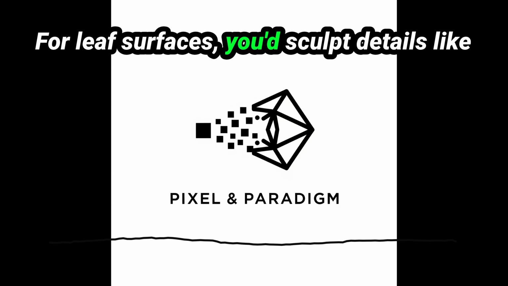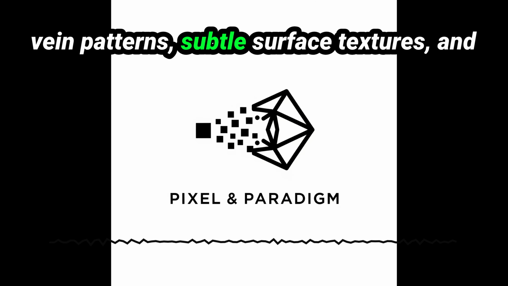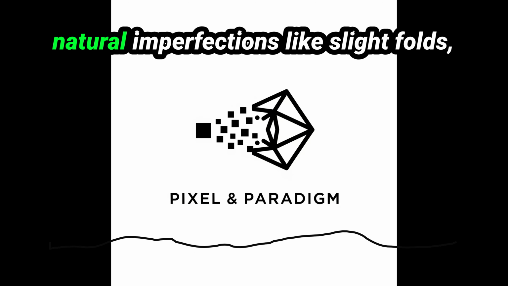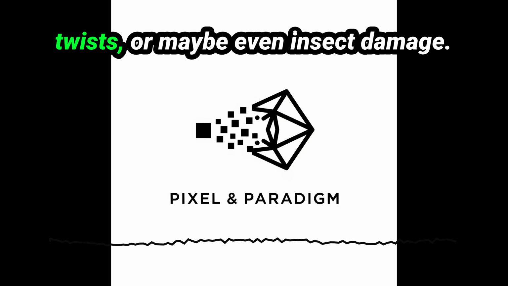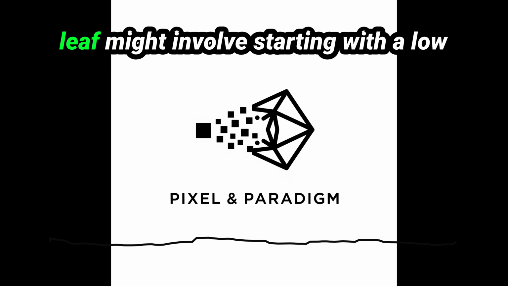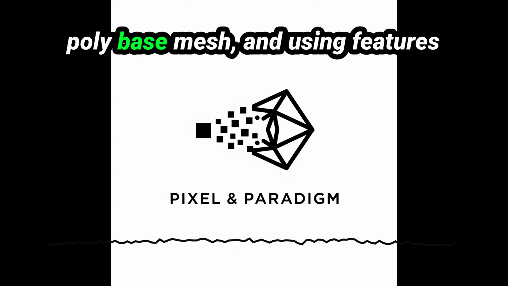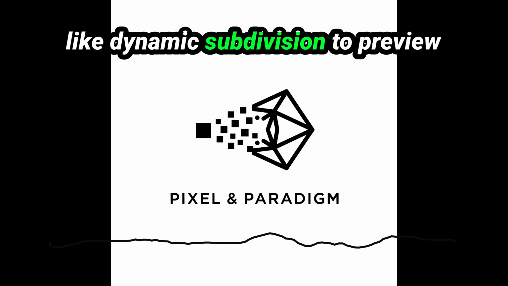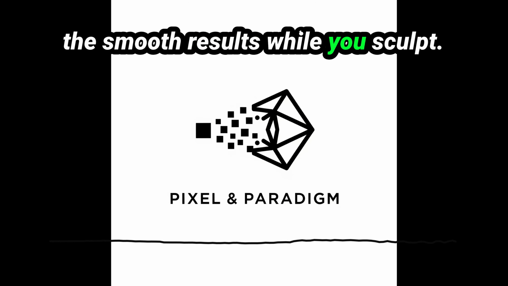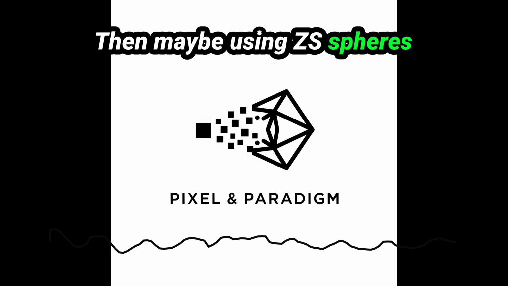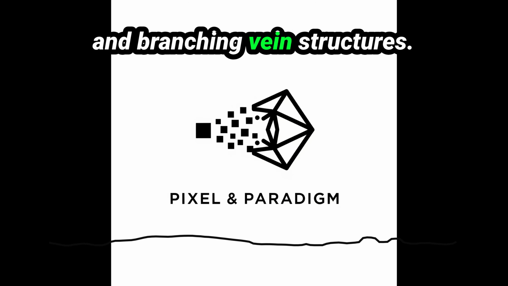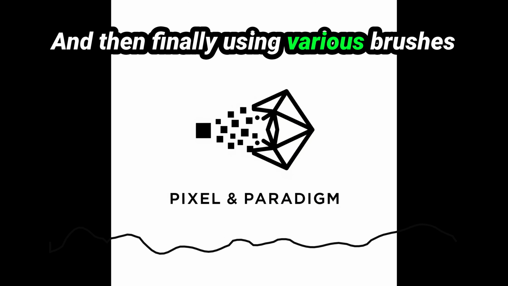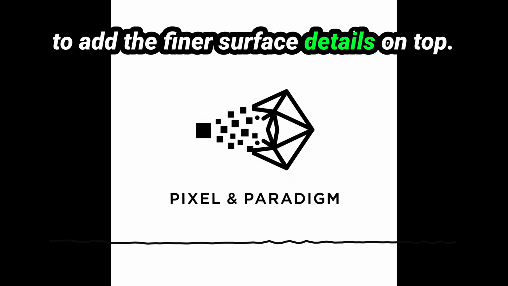For leaf surfaces, you'd sculpt details like vein patterns, subtle surface textures, and natural imperfections like slight folds, twists, or maybe even insect damage. A common ZBrush workflow for a leaf might involve starting with a low-poly base mesh and using features like dynamic subdivision to preview the smooth results while you sculpt. Then maybe using Z-spheres to quickly block out the main and branching vein structures. And then finally using various brushes to add the finer surface details on top.